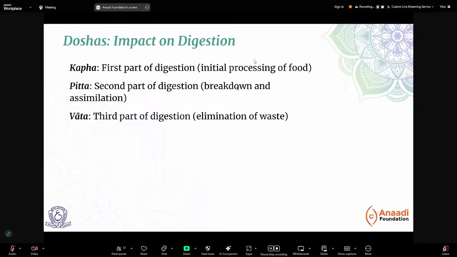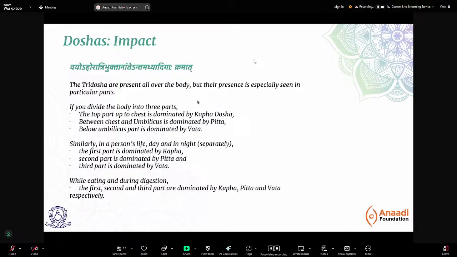So just to summarize this: Vayohoratri Bhuktanam Tenta Madhyadiga Kramat. In that order: Vayas, age; Ahoratri, day and night; Bhuktanam, which has to do with digestion. Anta, Madhya, Adi: in the end of the day, it is Vata. Middle of the day, it is Pitta. Beginning of the day, it is Kapha. So the top part is Kapha, middle is Pitta, bottom is Vata. Beginning of the age is Kapha, middle age is Pitta, end of the age or old age is Vata. Like that, you can remember it like a table.